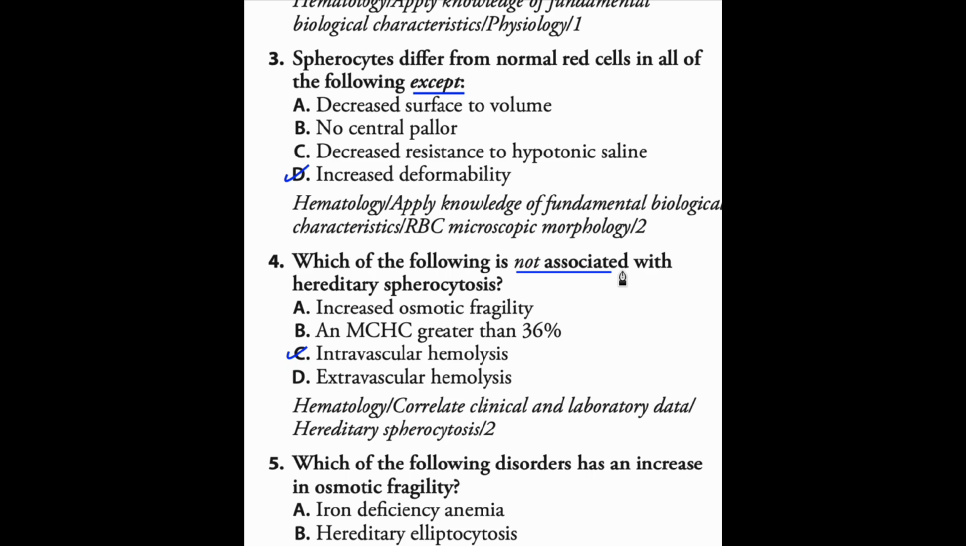Intravascular hemolysis means the red cells are bursting within the blood vessels. This is seen in conditions like PNH, TTP, or severe transfusion reactions, but not typically in hereditary spherocytosis.